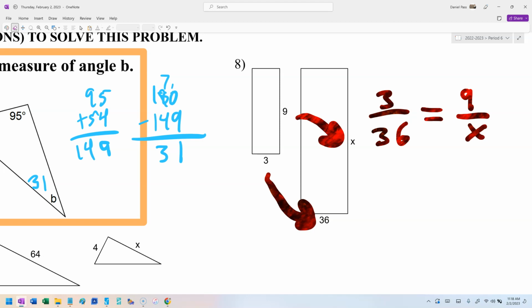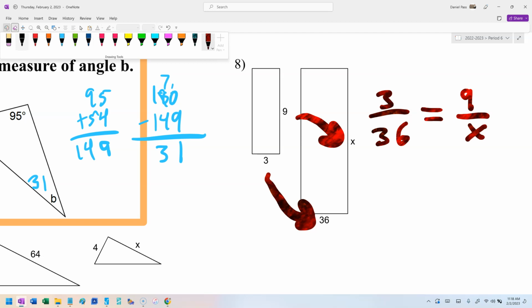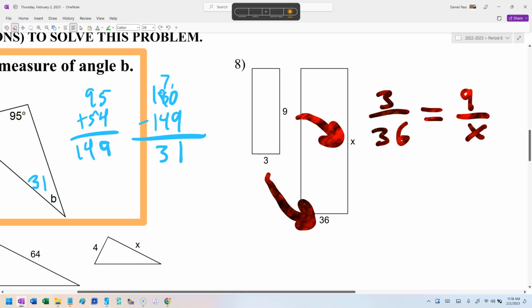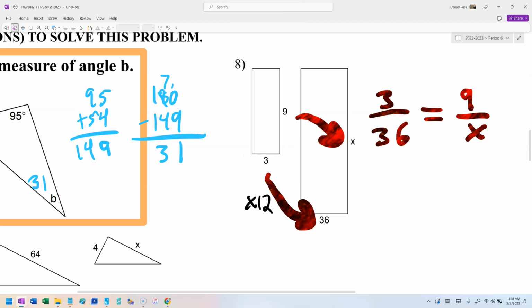By the way, who was able to do that on their own? Yay. Okay. And then you're gonna do 3 divided by 36, and that's gonna be 12. Oh, so you're reducing first. Okay, so he reduced first. Or you want to do it just with looking at the shapes? Yeah. Okay. So going bigger is times 12. That's right.